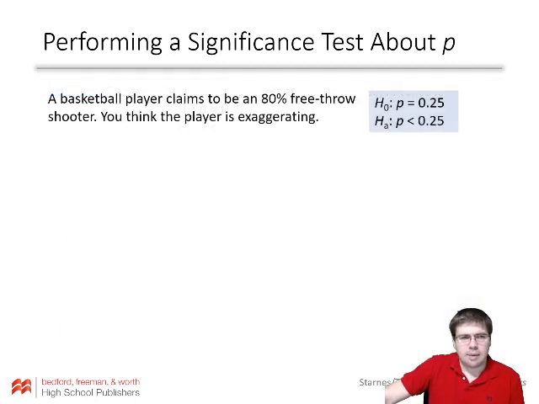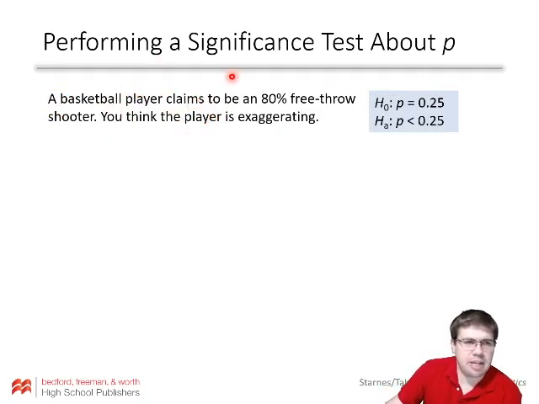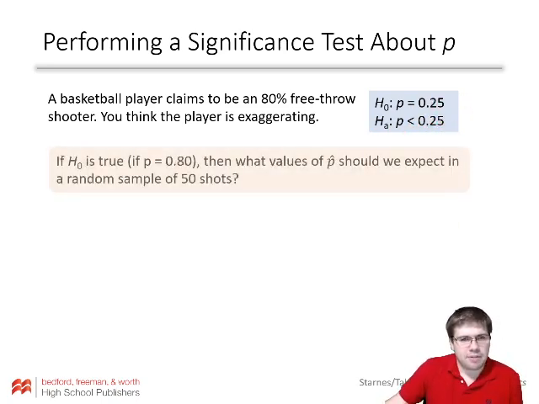All right, so performing a significance test, we're going to go back to this null hypothesis here. A basketball player claims to be an 80% free throw shooter. You think that player is exaggerating. So the null hypothesis, this is a mistake. It should be P equals 0.8. And the alternative is that P is less than 0.8. Sorry about that. If the null hypothesis is true, if P did equal 0.8, if this person really was an 80% free throw shooter, what values of P hat would we expect in a random sample of 50 shots?